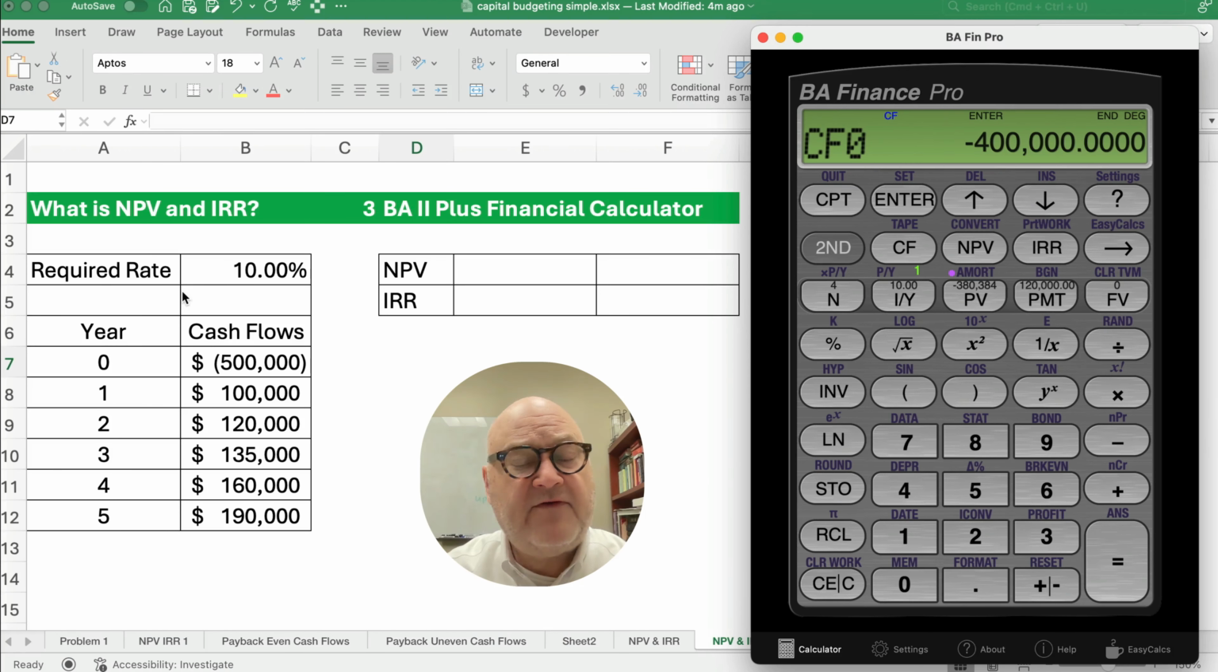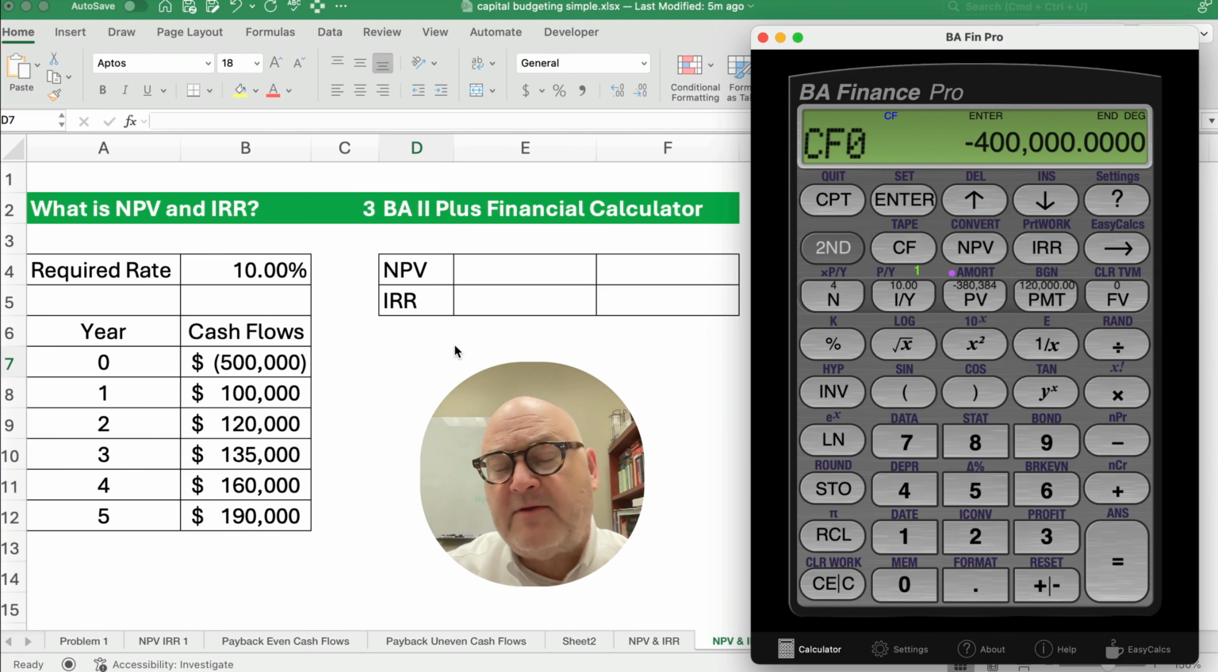So here we have the required rate and we have the cash flow. So we're spending $500,000 and we have a chance to receive $100,000 a year from now, $120,000 2 years from now, and so on. So we want to calculate what is the net present value, what is the internal rate of return, and should we accept, yes or no.